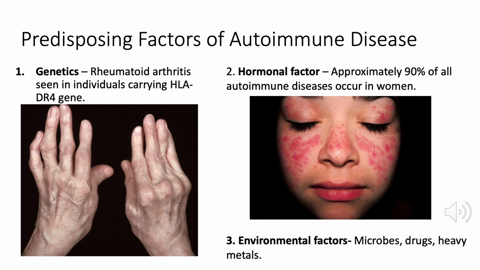Many autoimmune diseases exhibit a marked familial incidence, which suggests a genetic predisposition to these disorders. There is a strong association of some diseases with human leukocyte antigen specificities, especially the class II genes. For example, rheumatoid arthritis occurs predominantly in individuals carrying HLA-DR4 gene. Another risk factor of immune disease is hormonal factor.